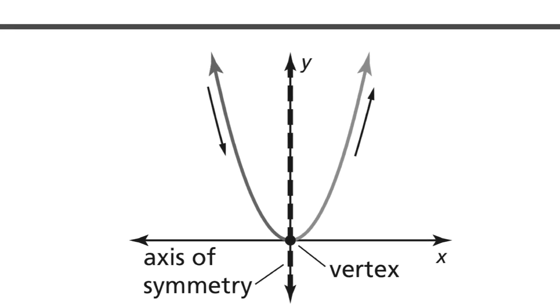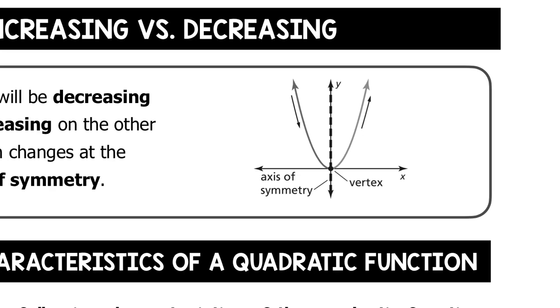So if you look at this picture, this graph, if you follow the curve from left to right, it's going down on this side, so that's decreasing. And then once it hits that vertex, it changes directions, and now it's going up. So it's decreasing on the left side and increasing on the right side. We're going to practice more with that in this first example down here.